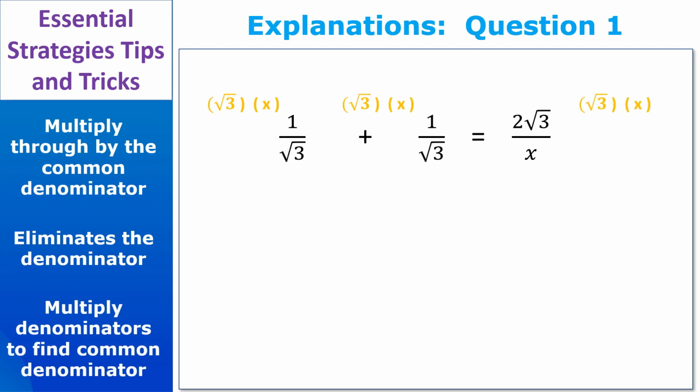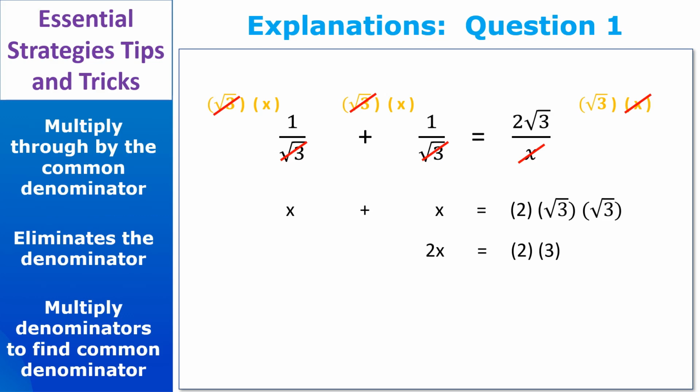Then we just cross off what's the same on the top and the bottom. On the first term, the root 3's cross off. On the second term, the root 3's cross off. And on the other side of the equation, the x's cross off. Just like that, we have a very simple equation and not a denominator in sight. So this is pretty simple to solve. We end up with 2x equals 2 times 3. Remember, root 3 times root 3 equals 3. So 2x equals 6. That means x equals 3. Very nice job.